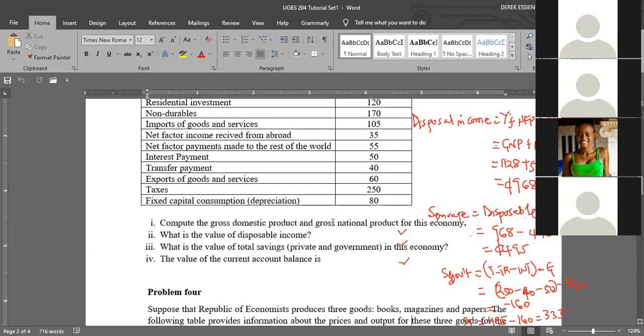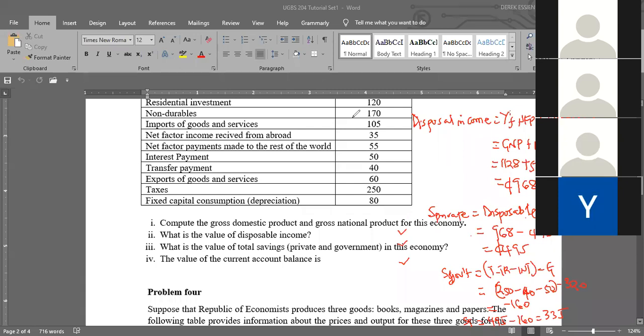Now, what is the formula for current account? NX plus NFP. Total private savings plus government savings, minus investment. Savings minus investment. Thank you very much. So when we ask you what is current account, it's savings minus investment.